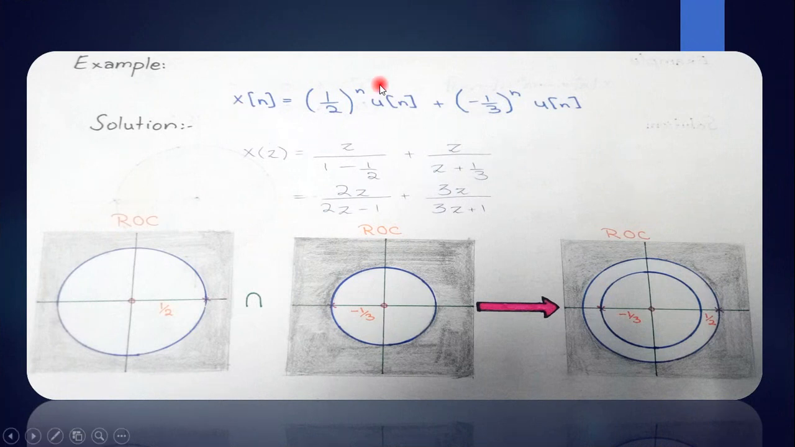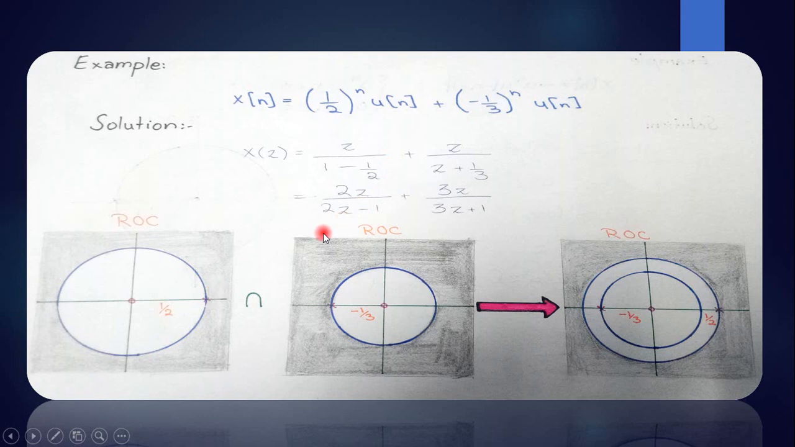Here is another example. In this example, we are given two signals, a composite signal, which is a combination of two signals, and we just apply the same Z transform rule and calculate the Z transform. In this case, we are interested in finding the region of convergence. First of all, we will calculate the individual region of convergence for both the signals.